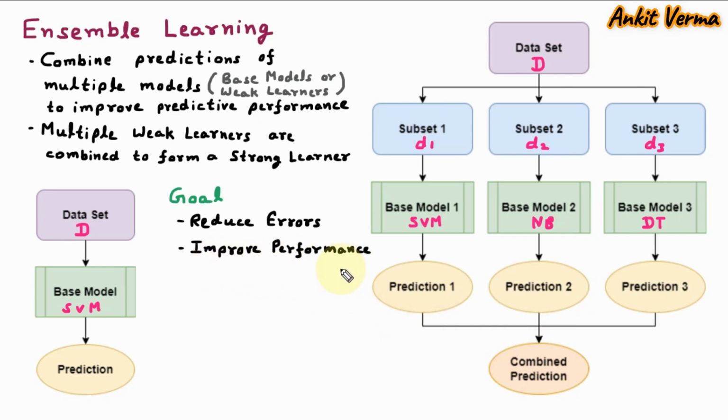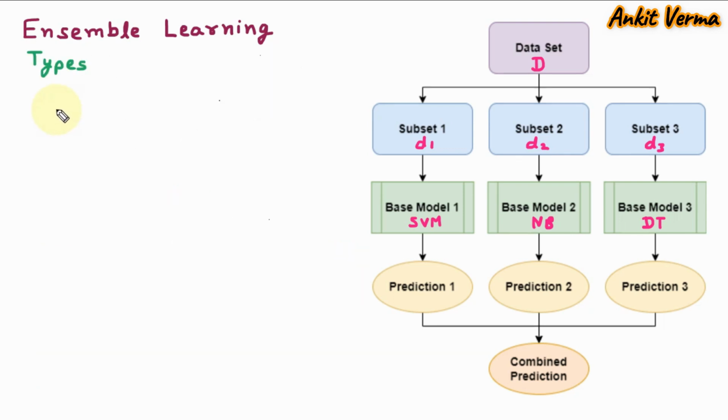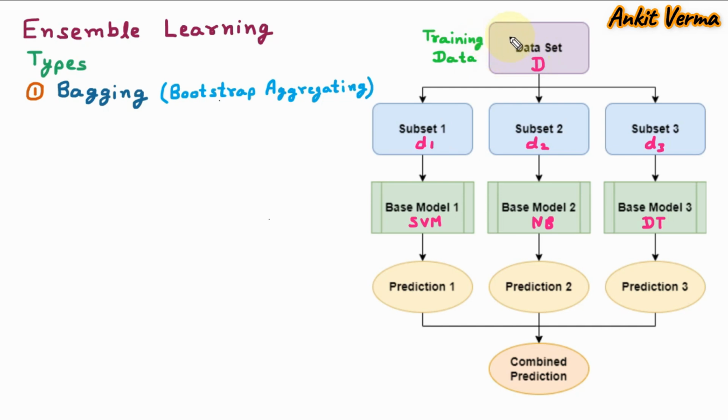Now we are learning the types of ensemble learning. The first type is bagging. It is also called bootstrap aggregating. The diagram we have discussed is of the bagging technique. Here we have a data set, which is also called training data. Let us suppose we have 1, 2, 3, 4 inside this data set.